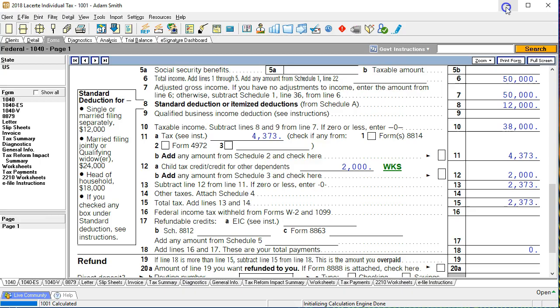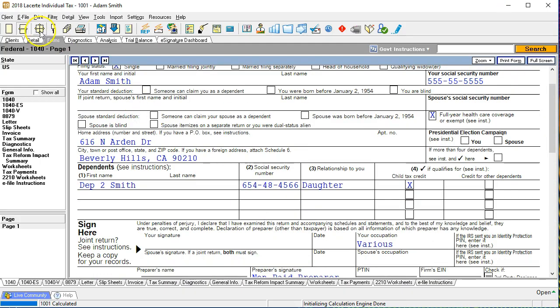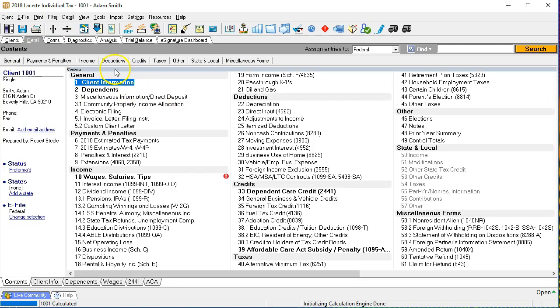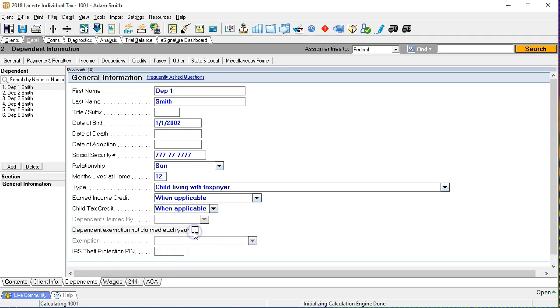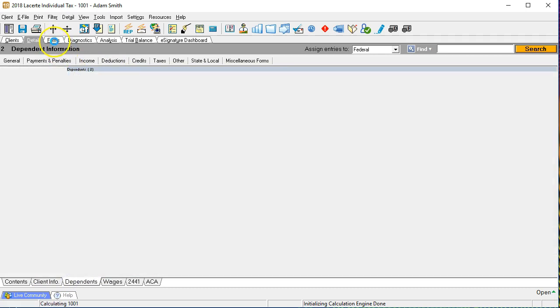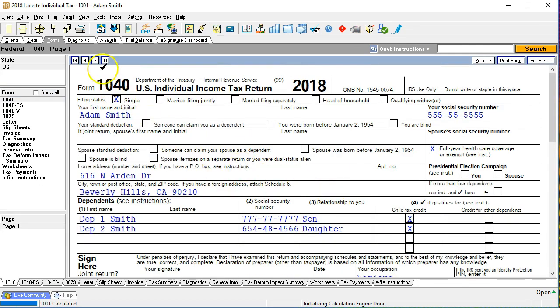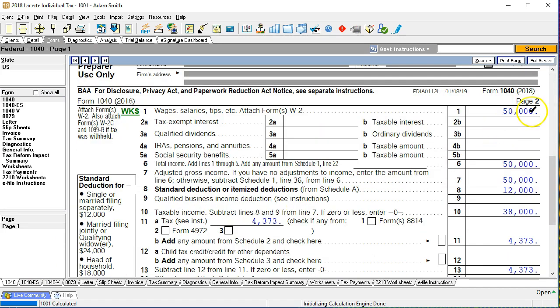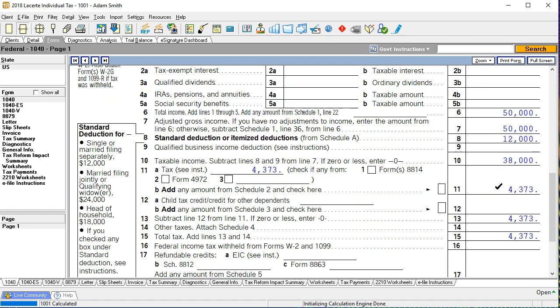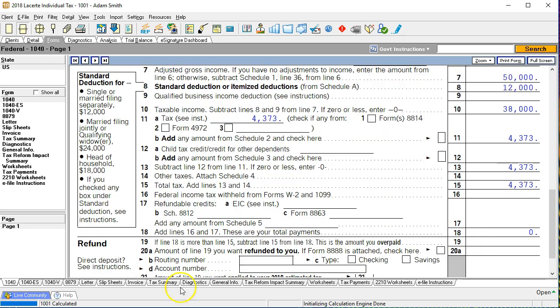Okay, what about the other side? If we go back, the other side is split evenly, so the income is still 50,000. The dependent, however, is not going to be there, so we're going to take the dependent off, and the other spouse or ex-spouse is going to have single status, and no dependents. And then if we look at what we have, the 50,000 and then the 12,000 standard deduction still, and that gives us the tax of 4,373, but there's no credit. We don't have the 2,000, of course. So now we have the 4,373 of tax on the other spouse.